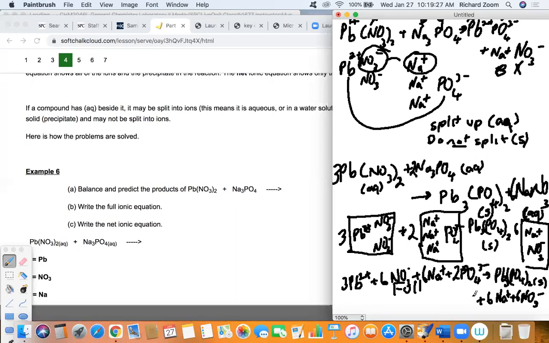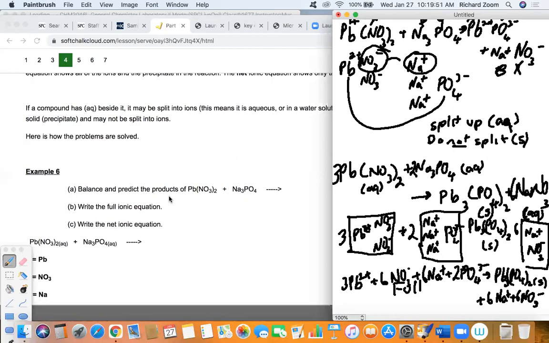So are you okay with the first part where we came up with the reaction, the balanced reaction with the solids and the aqueous? The part A part? Yes. Are you okay with that? Yes. All right, so part B, what you would do is you take each compound and you have to split it up into the ions that make it up.